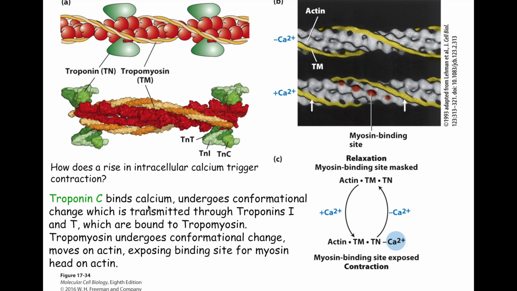Troponin C is the thing that is binding calcium, this guy right here, and it undergoes a shape change, and that shape change is transmitted through I and T, and those are bound to tropomyosin, and that's how you go from this shape to this shape. Okay? All right.